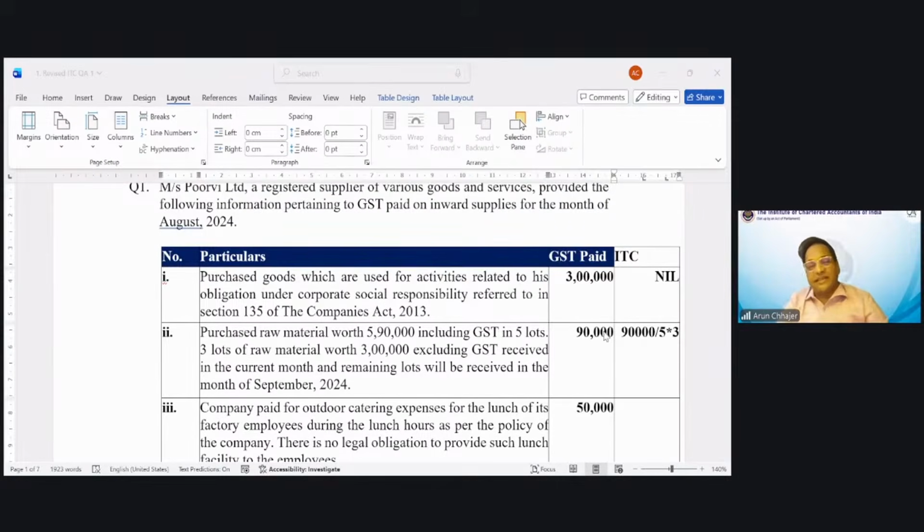All have given the correct answer. So I will not be able to take any ITC, because the ITC would be eligible only when I receive the last lot. Correct? Last lot.